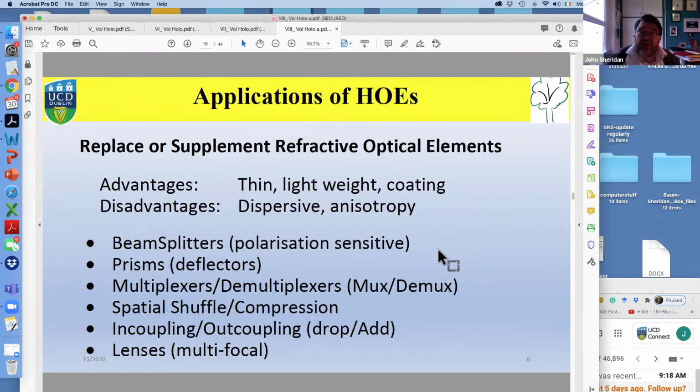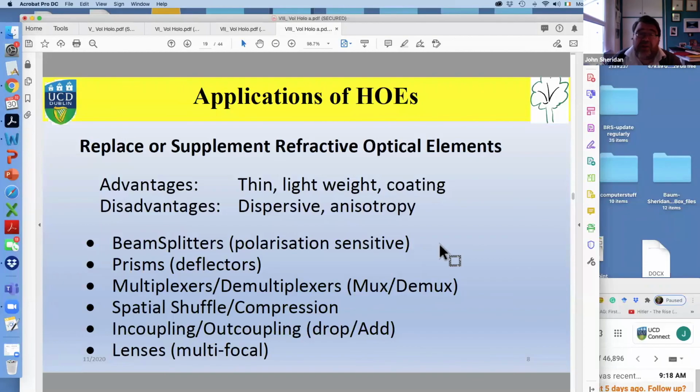The next thing I'm going to talk a little bit about is holographic applications, and why we want to use these holographic optical elements, because you need some motivation. A little bit of motivation here, and specifically about volume holograms.